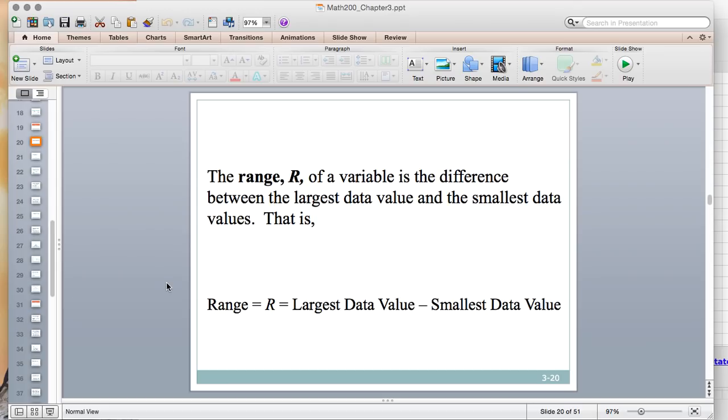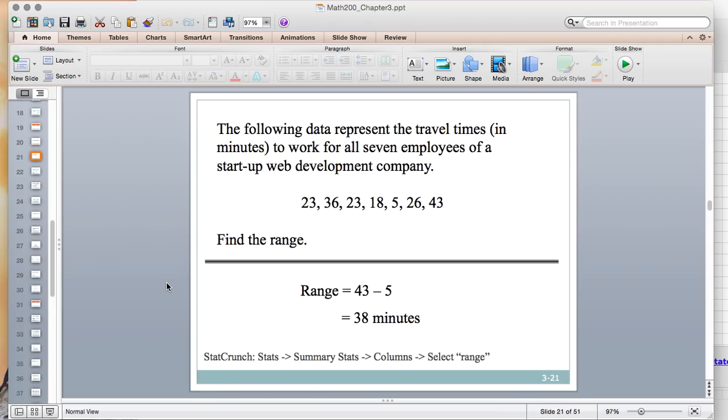Now, range is probably something you've heard of before. It's very easy to calculate. All you have to do to find the range is just take your largest data value and subtract your smallest data value. So if we go back to our company data, and we want to find the range of this, all we need to do is take our 43, which was our longest commute time, and our 5, which was our shortest commute time, and then we just subtract those two, and we end up with 38 minutes for our range.